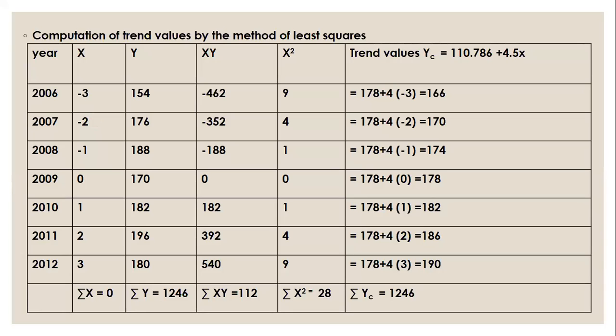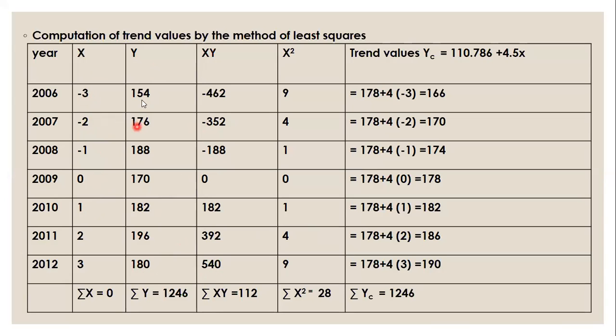Okay, then y values will be taken from the question, whatever is given to us. Then later we are going to calculate xy, that is multiplication of x values and y column. -3 into 154 is -462. -2 into 176 is -352. -1 into 118 is -118. 0 into 170 is 0. 1 into 182 is 182. 2 into 196 is 392. 3 into 180 is 540.